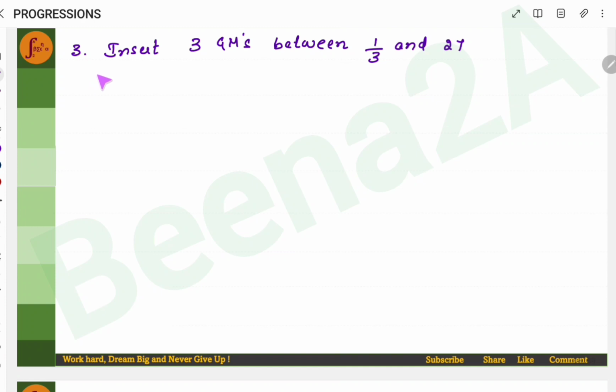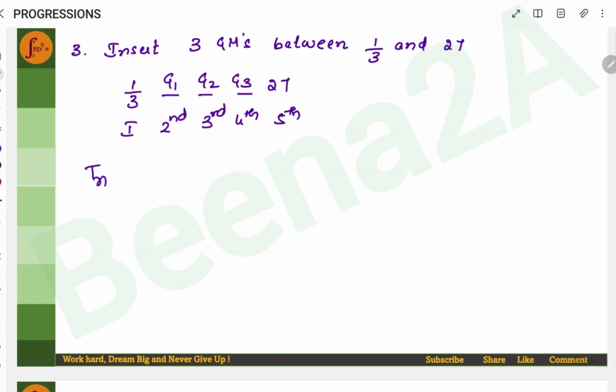Now let's look at the third problem. Insert 3 geometric means between 1 by 3 and 27. So between 1 by 3 and 27, you need to have 3 geometric means: G1, G2, G3. Right? Now in geometric mean, what is the term formula? This is the first term, second term, third, fourth, and fifth. Fifth term is 27. So what is the formula for the term in geometric progression? It's A into r to the power n minus 1.